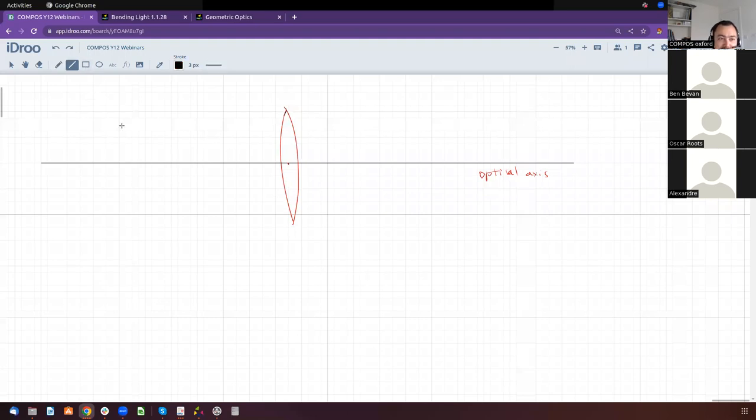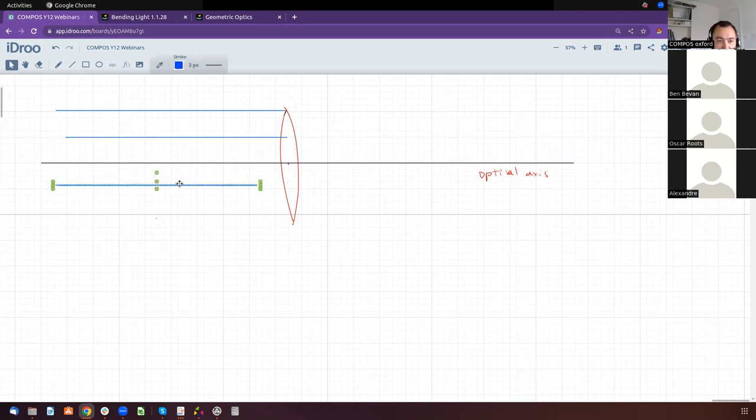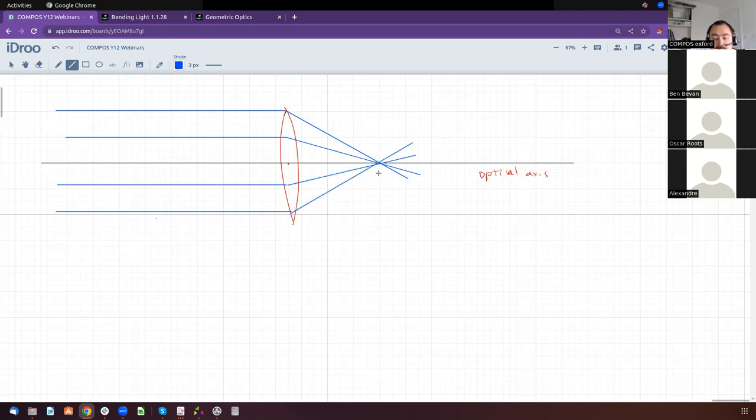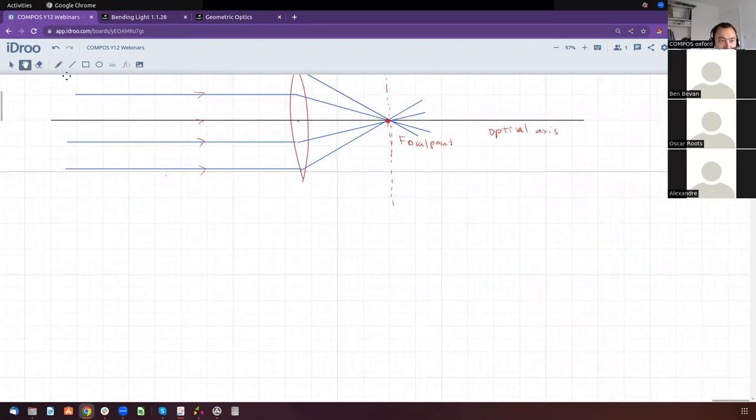Now, if you shoot a parallel beam of light towards a lens, they will meet at the focal point. They would be refracted through a point called the focal point. This is a converging lens. This is the focal point. And this is the focal plane, because it's a plane. Focal plane.